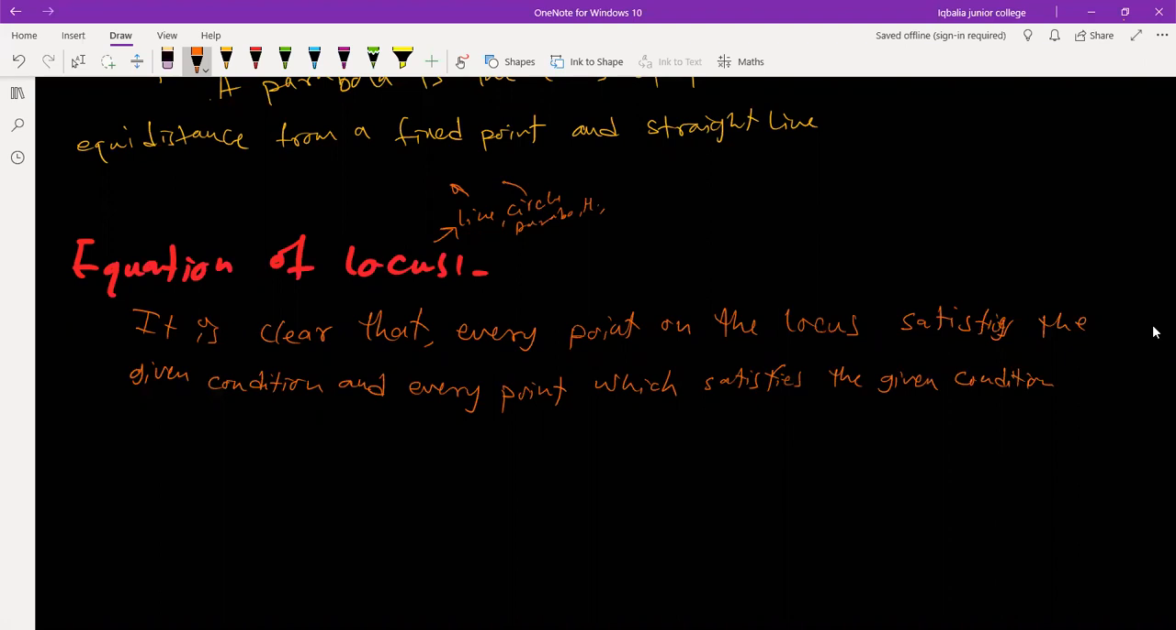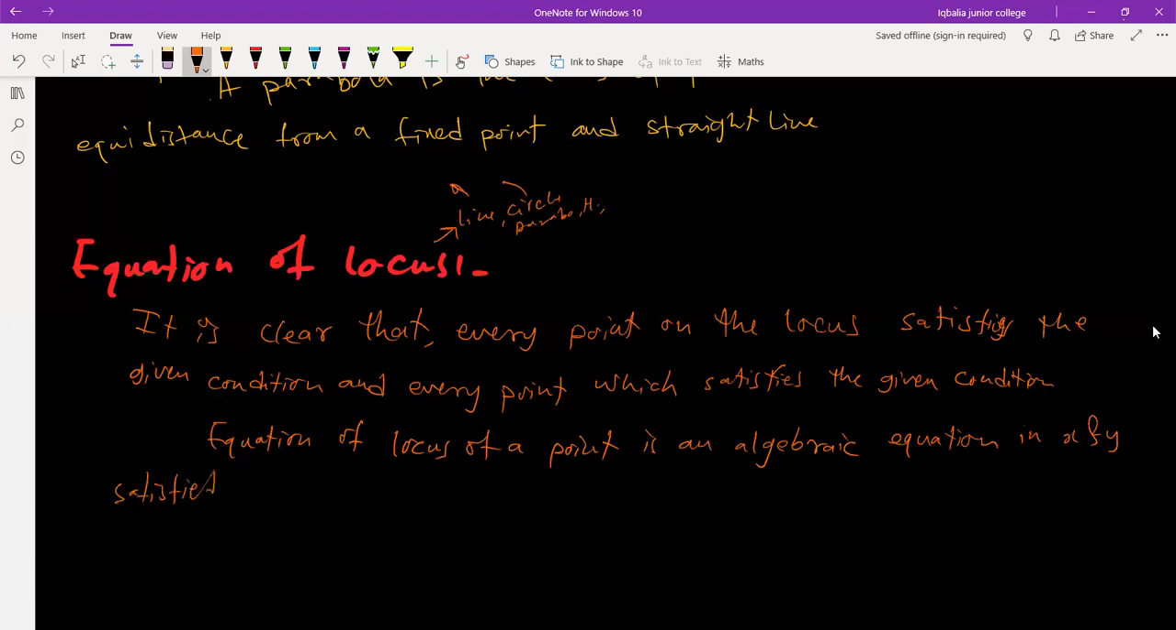So equation of locus of a point is an algebraic equation in the xy plane, or coordinate system in x and y, satisfied by the point x comma y on the locus alone.